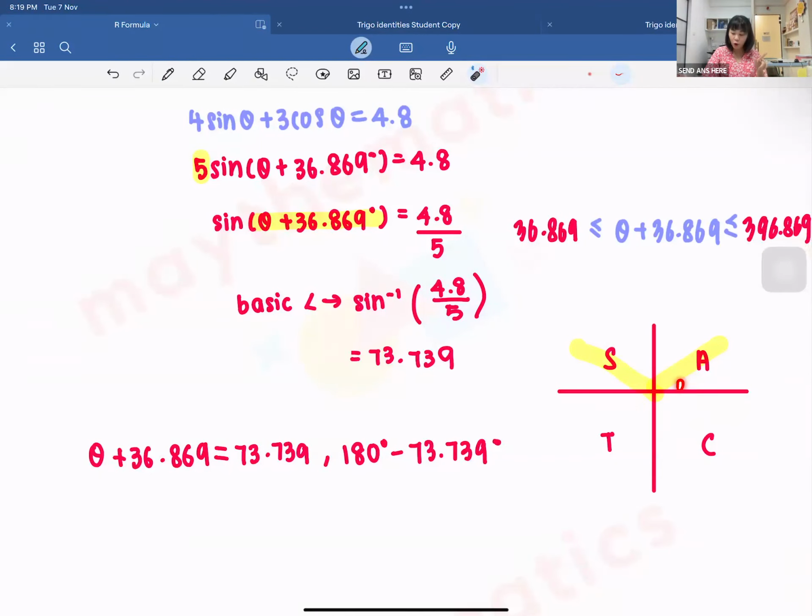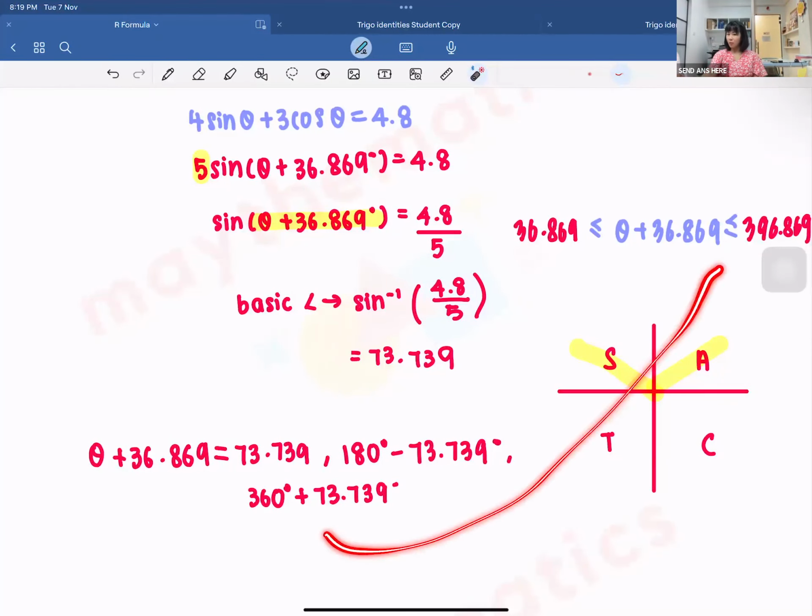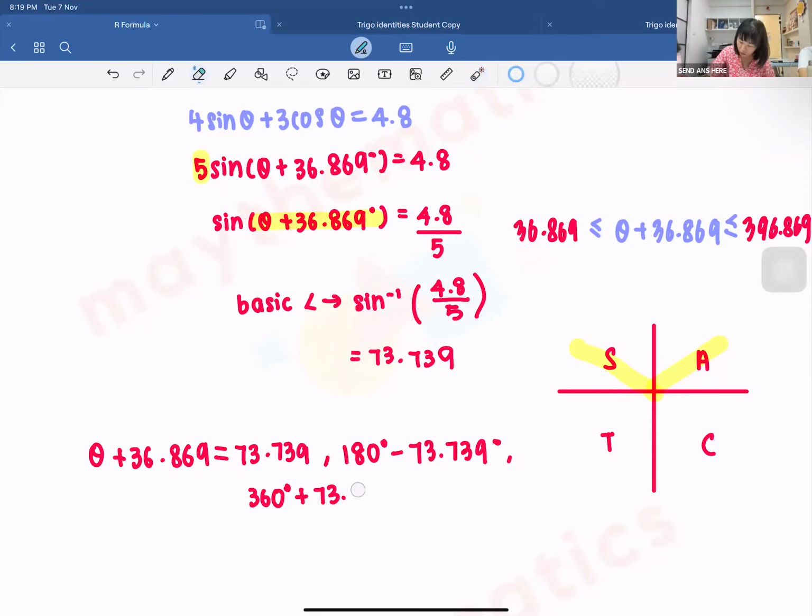So if it goes one round and one more basic angle, it is actually 360 degrees plus the basic angle of 73.739. But then is it out of your range? You just check. If you plus the basic angle, is it over the 396? Over, right? 360 plus 73 is over 396. So that means for our range we don't need to do one more round, just do a check only. Can I say anything else so far? Okay, then from here can get theta already.